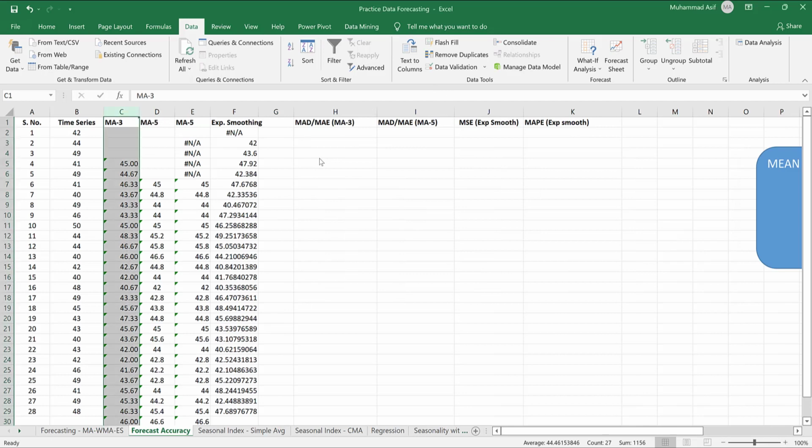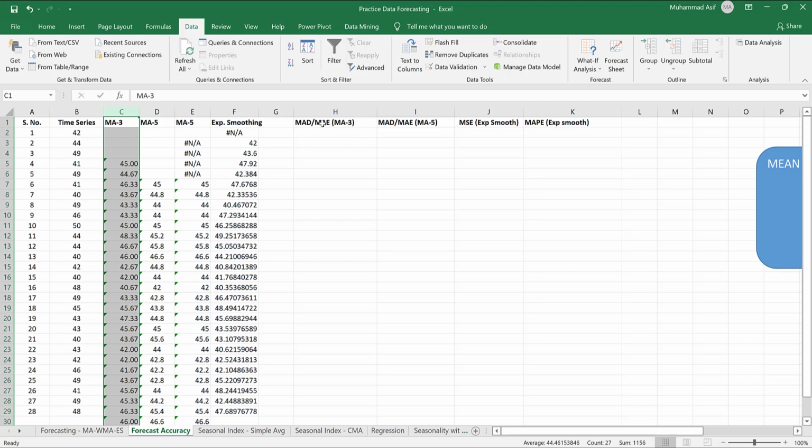Our next topic is to determine accuracy of forecasting method. Please note that this one is not about forecasting, but rather a method to assess accuracy of forecasting, which means how accurate is our forecasting. We will be comparing different methods. So for instance, let's say we want to make a comparison of moving average 3 and moving average 5, and we want to see which forecasting method is much better.